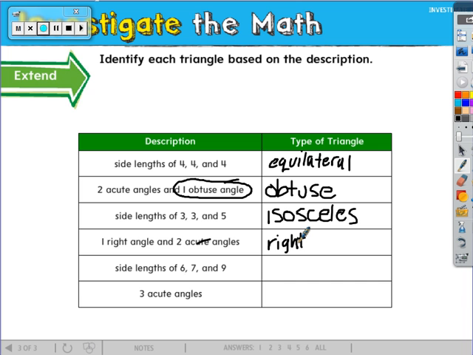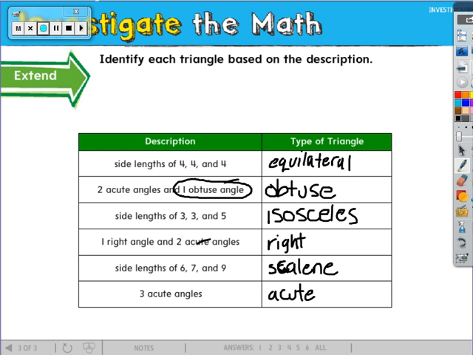There's only 3 choices. The scaling triangle. It is scalene. None of them are the same. Anderson, what's the last one? Scaling. What is it? Oh, how cute. Okay. 3 acute angles. It's an acute triangle. Okay. So that's all. Those are the 6 names that we're going to be working with.